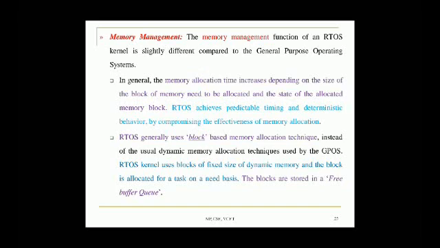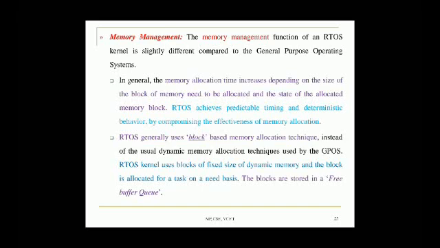The memory management function of an RTOS kernel acts quite differently in comparison to a general purpose operating system. Generally, in the case of a general purpose operating system, memory allocation time purely depends on the size of the block of memory, and along with that, the state of that particular memory block.